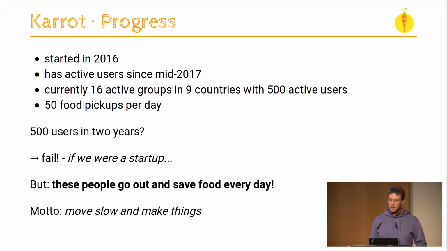So 50 users in 2 years doesn't sound like much. If we were a startup, this could be considered an utter failure. But these people do go out and save food every day, thereby driving the movement forward. In reference to the cliché startup approach, move fast and break things, somebody derived another version from it: move slow and make things. That seems to be the resilient way to do it and fits the Carrot development best.